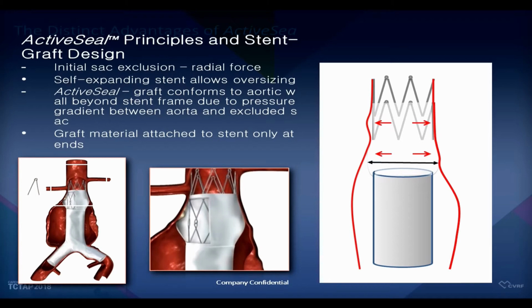So that means the graft is sutured only at the proximal edge of the stent graft. And so if it is deployed in the infrarenal area, the graft just seals the gap between the aorta and the metal struts.